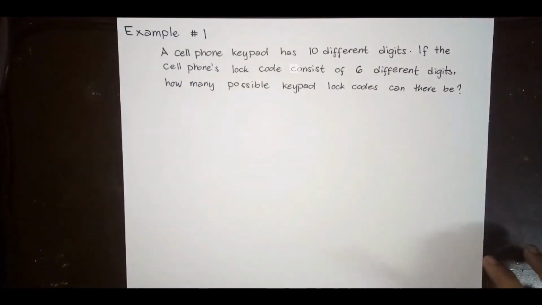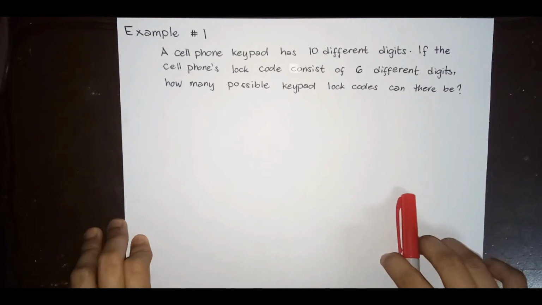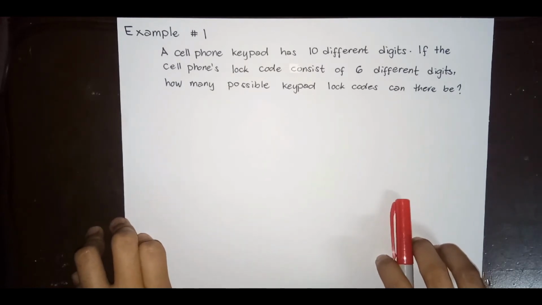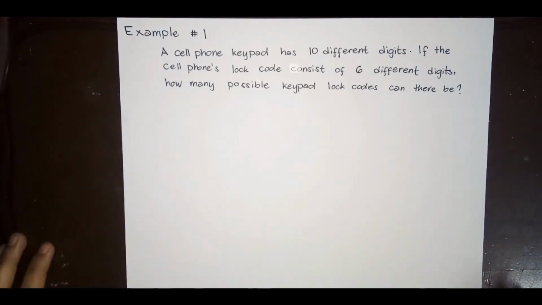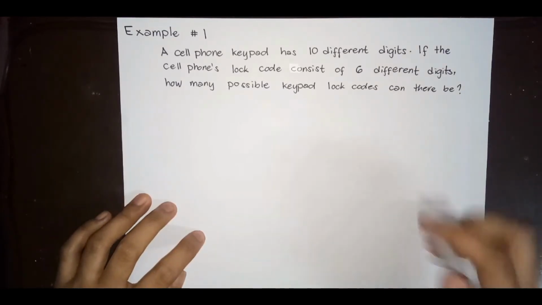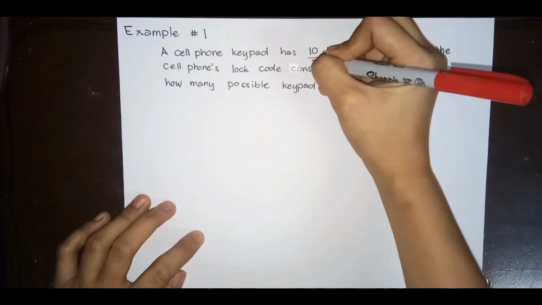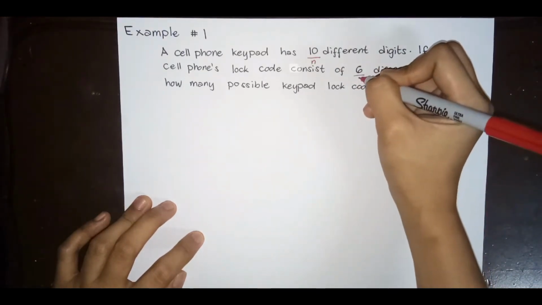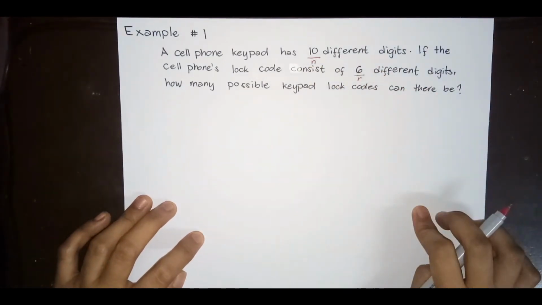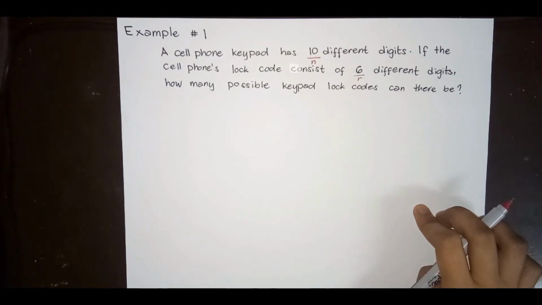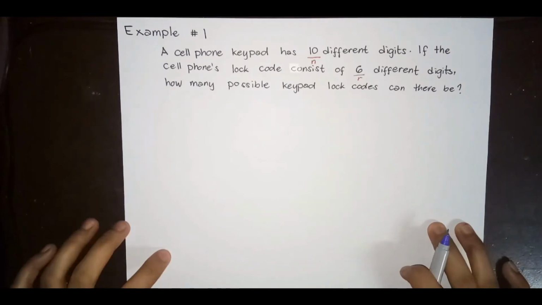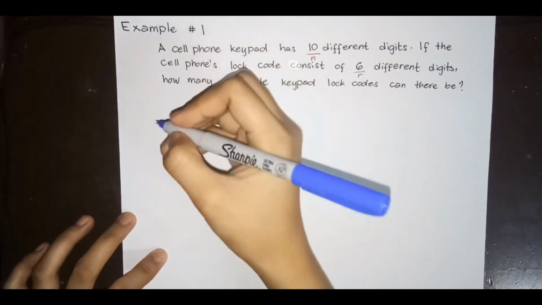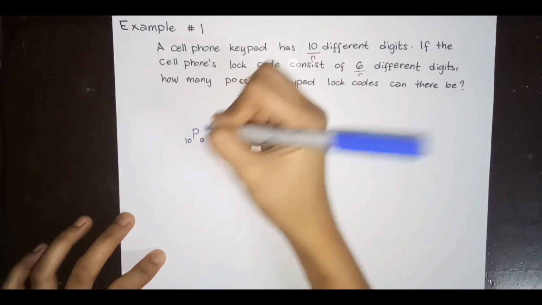Let's proceed to example number 1. A cell phone keypad has 10 different digits. If the cell phone's lock code consists of 6 different digits, how many possible keypad lock codes can there be? Our n, which stands for n objects to choose from, is 10 because we are choosing from 10 different digits. And our r, which stands for pick r of these objects, is 6 because 6 different digits are needed to create a lock code. So I'm going to use this formula and substitute 10 for n and 6 for r.